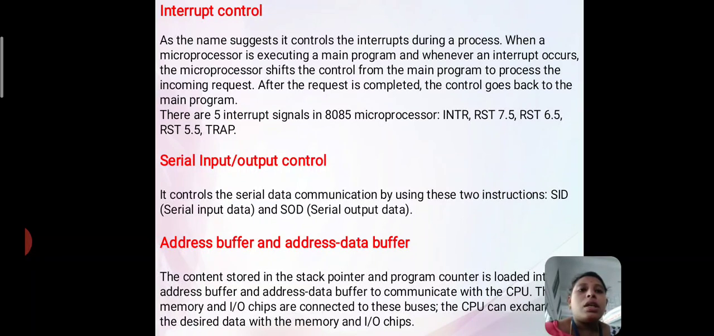Next, serial input or output control. It controls the serial data communication by using these two instructions. SID means serial input data and SOD means serial output data.